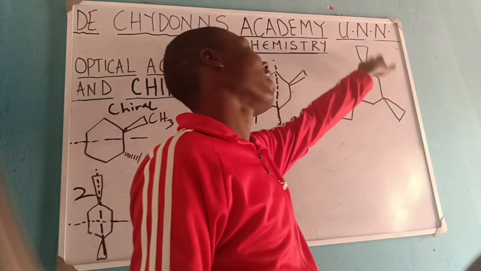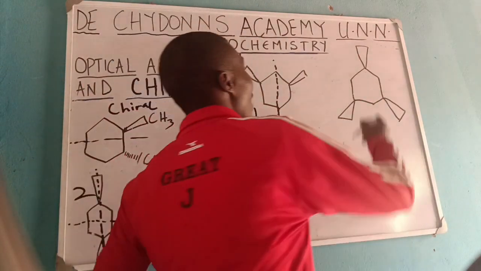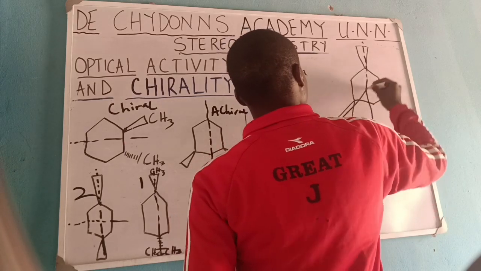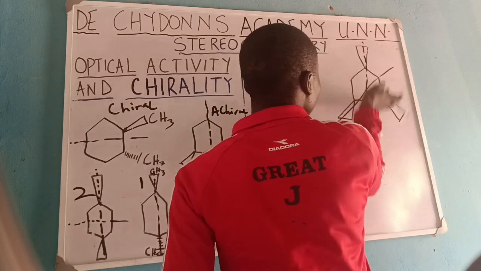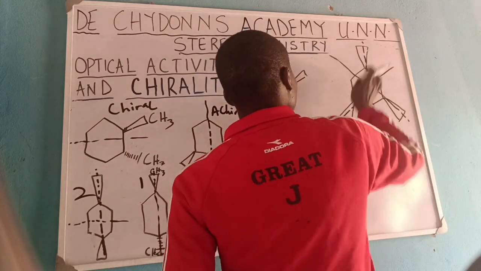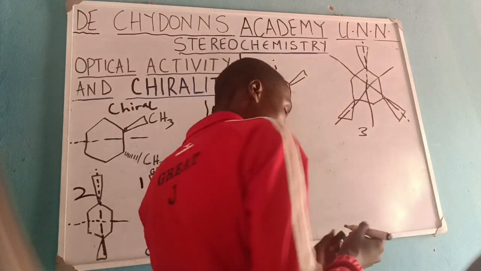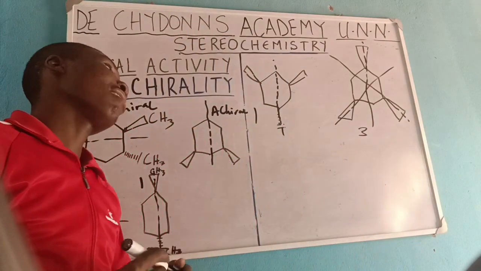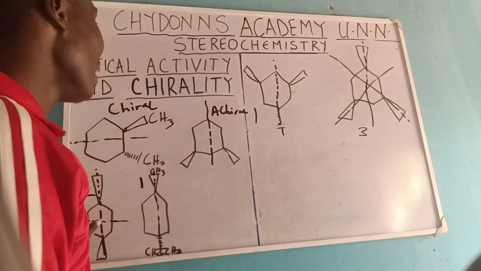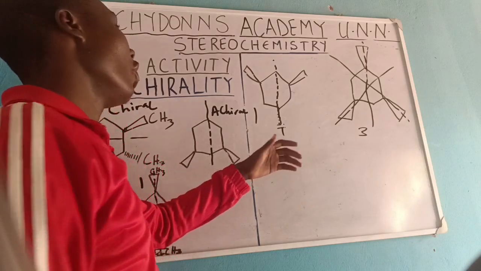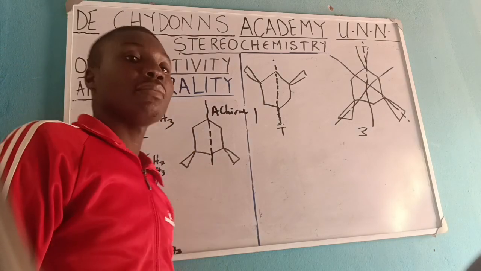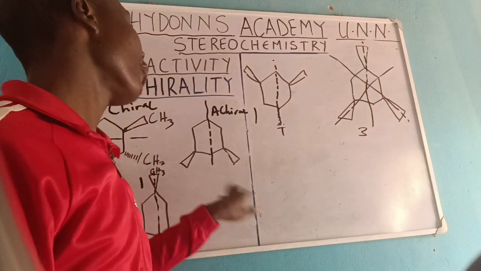How about this compound? All of them are coming forward, so you have a plane of symmetry that divides it into these two, you have a plane of symmetry that divides it into these two, and then you have a plane of symmetry that divides it into these two. So the implication is that we have three planes of symmetry, and all of these compounds that have planes of symmetry are achiral compounds. So I think with these very clearly explained examples, you should be able to identify planes of symmetry in any particular compound you encounter.